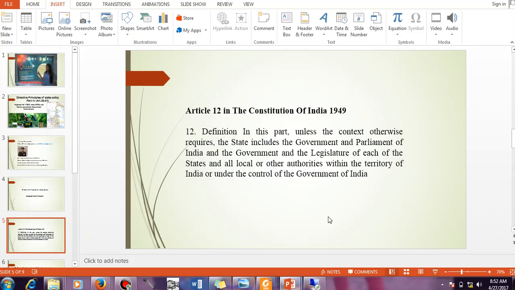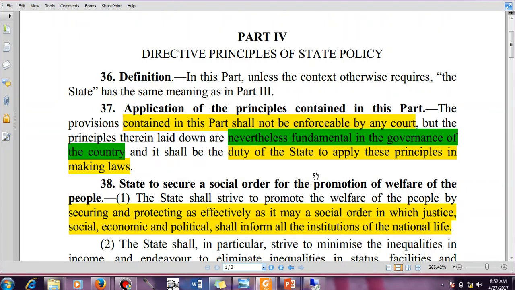So again we go to the document. Now Article 37 of the Indian Constitution says, application of the principles contained in this part. So where are they actually applicable? The provisions contained in this part shall not be enforceable by any court. That is the main point of DPSP, that you cannot enforce these articles in any court of law.